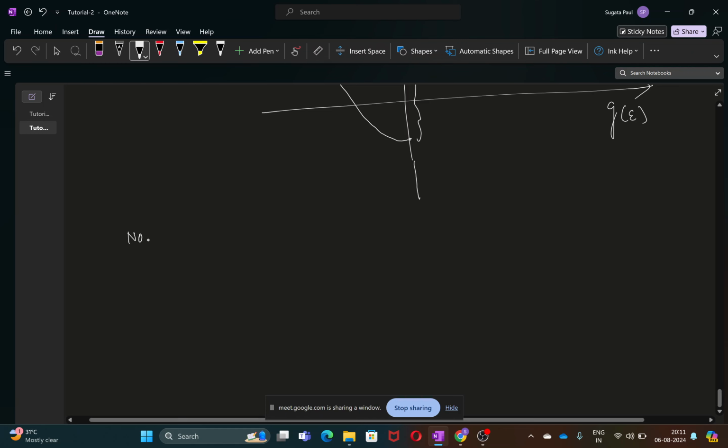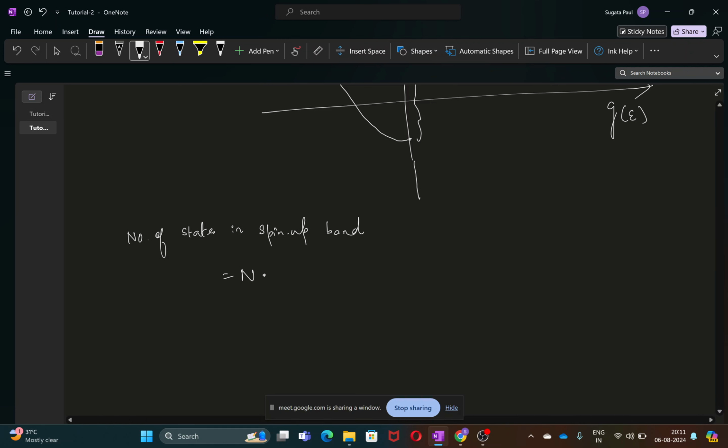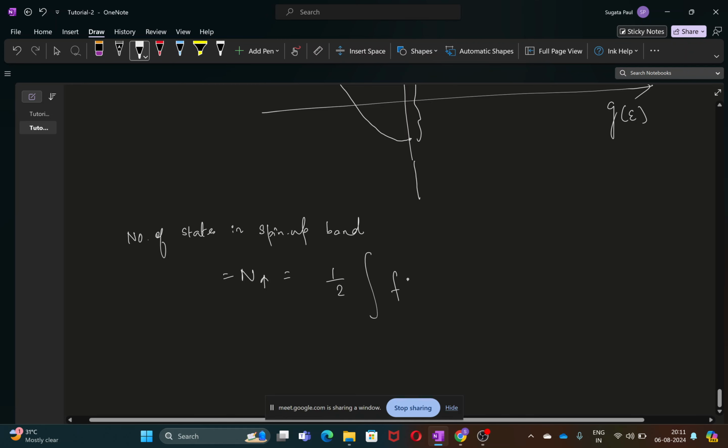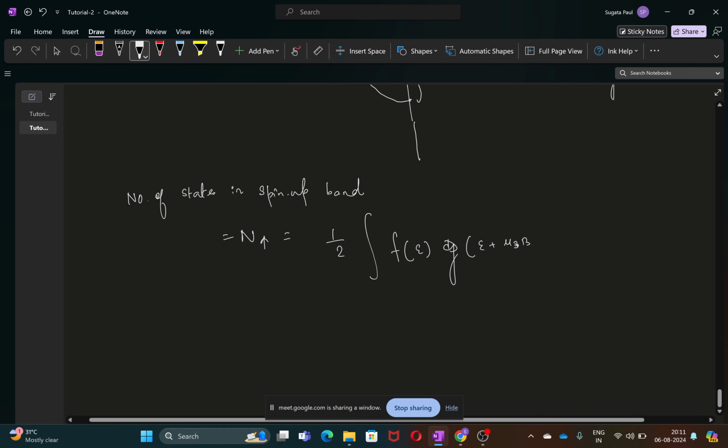So the number of states in the spin up band equals n up. How is that defined? The formula is half times the integral of G of E plus mu B B dE, where the energy limit goes from minus mu B B to the Fermi level EF.